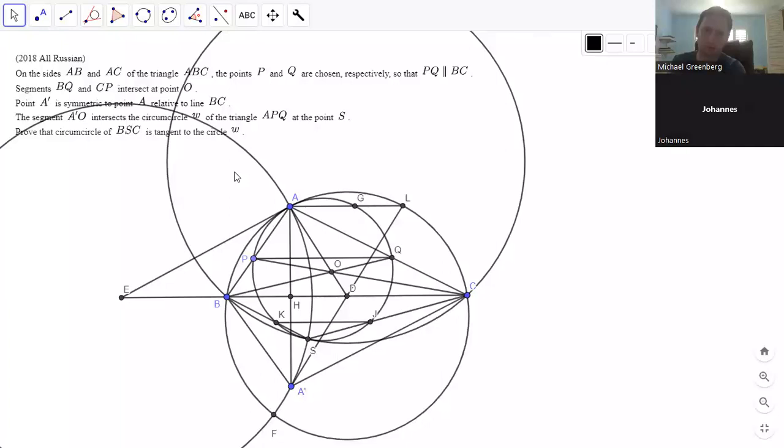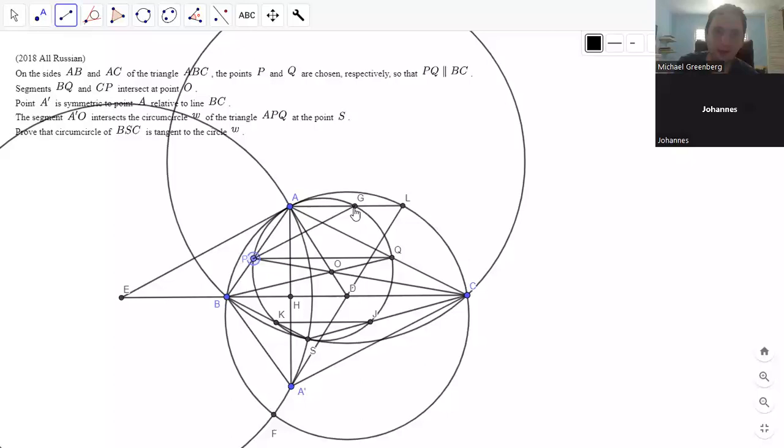So DA prime over A prime L is just negative 1/2. So we have this over this, which is negative 1/2 times LG over GA times AO over OD. Okay, so we want GL over GA and AO over OD. And AG over GL is AP over PB. Sorry, I should rename that point. Interesting, it's AP over PB.